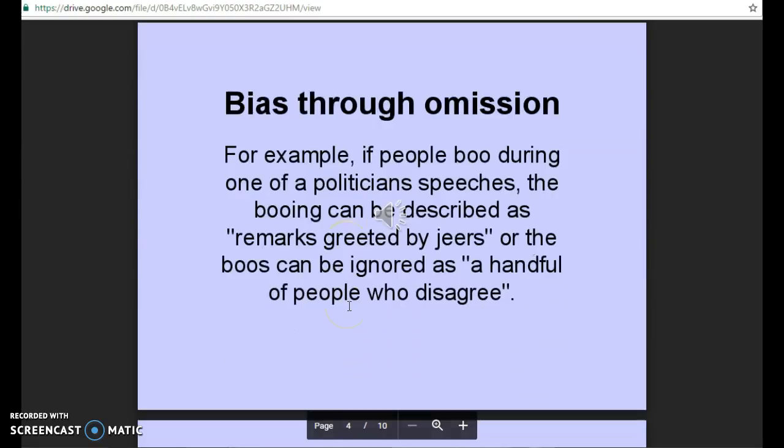Bias through omission. For example, if people booed during one of a politician's speeches, the booing can be described as remarks greeted by jeers, or the boos can be ignored as a handful of people who disagreed.